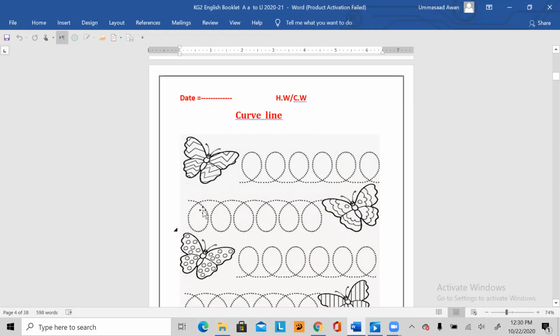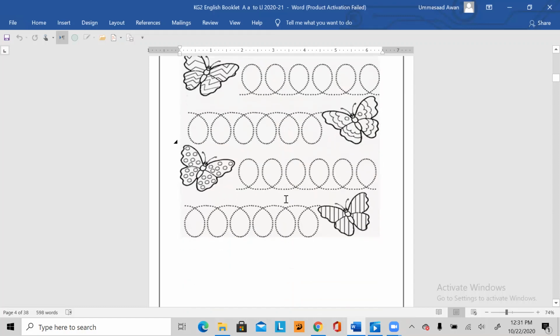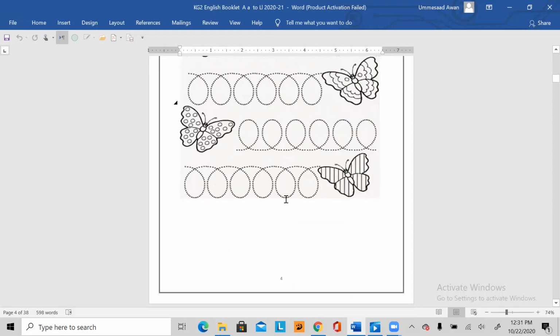Start from left to right, down, up, then right. Then again down, then left, up, then right, down, and up again. This is also so interesting. I hope you will enjoy these basic lines with me and you will learn also. So these are our basic lines, okay?